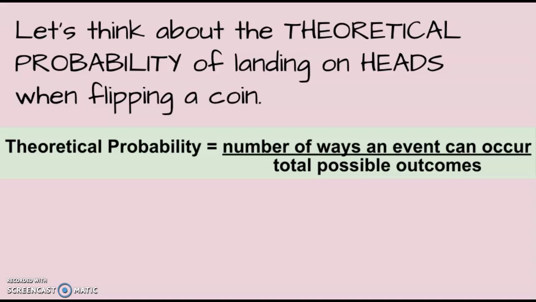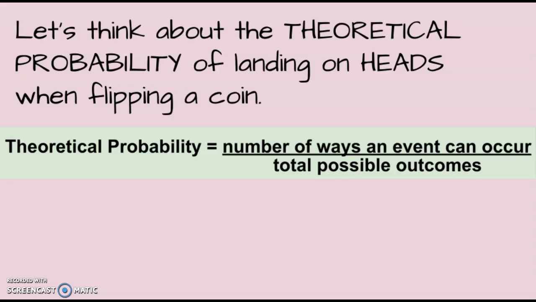Okay, so the first thing that I want to do is take the opportunity to remind you guys about what theoretical probability really is. Theoretical probability is calculated by looking at the ratio of the number of ways an event can occur over the total possible outcomes there are altogether. And a reminder that it's called theoretical probability because in theory, this is how it should turn out.